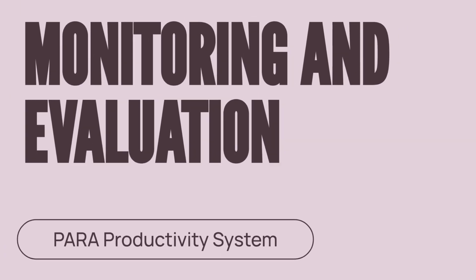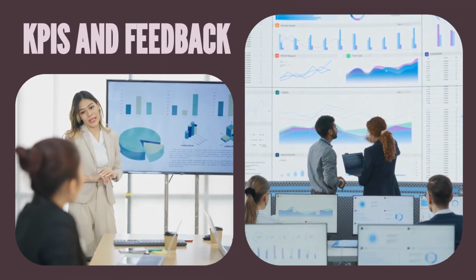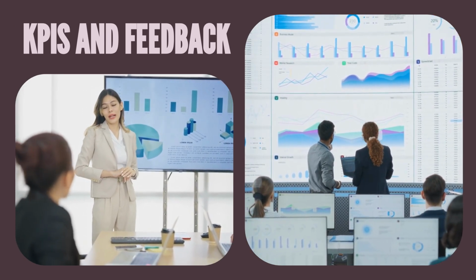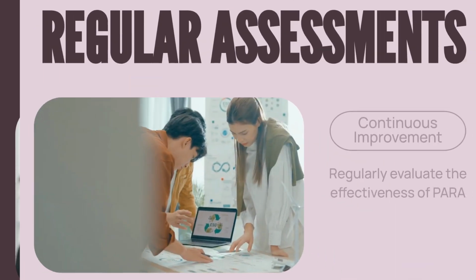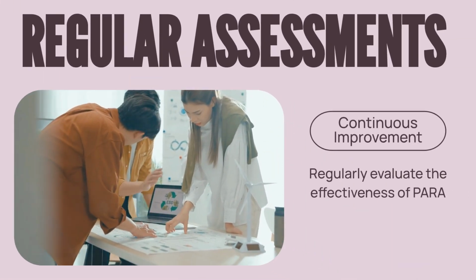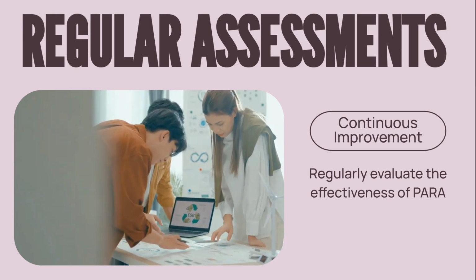To measure the impact of PARA, establish key performance indicators and feedback mechanisms. Define key performance indicators to measure productivity improvements and use feedback loops to gather insights and make necessary adjustments. Conduct regular assessments to ensure that PARA is delivering the desired results. Make adjustments as needed to optimize its effectiveness.